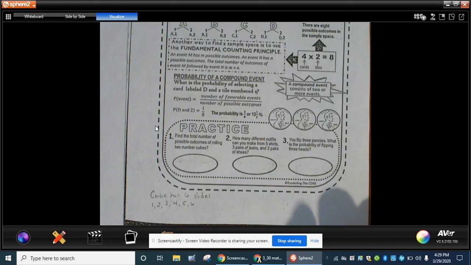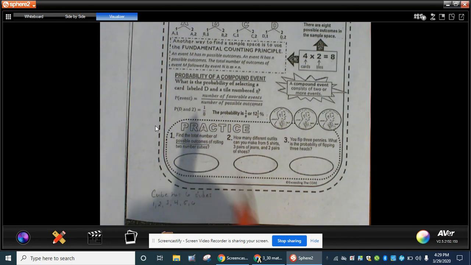Number 1 through 6. So the probability of rolling one of those sides is 1 out of those 6 sides. So 1 out of 6 is the probability for each side. But I'm not trying to find the probability. I'm trying to find the possible outcomes of rolling 2 number cubes.